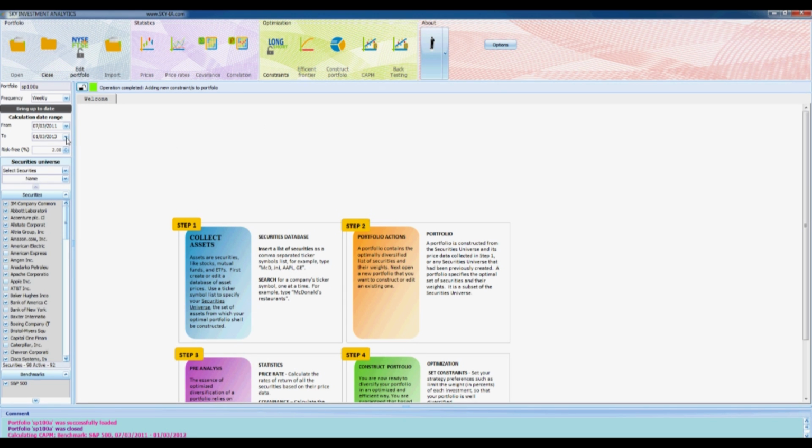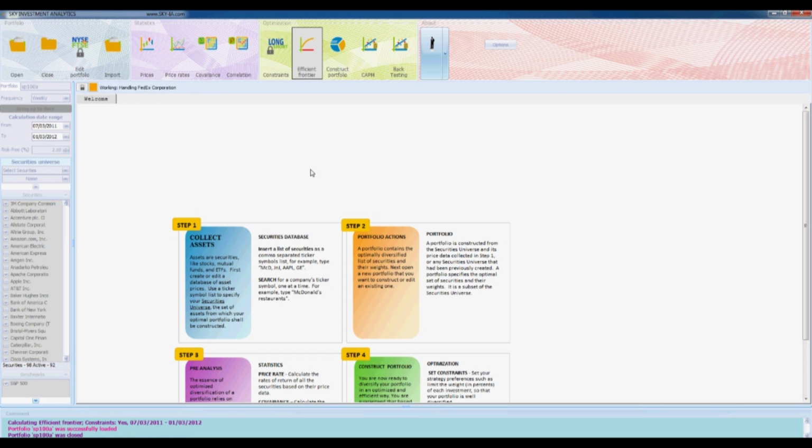Let's take our period of time from March 2011 till March 2012. Calculate the efficient frontier.